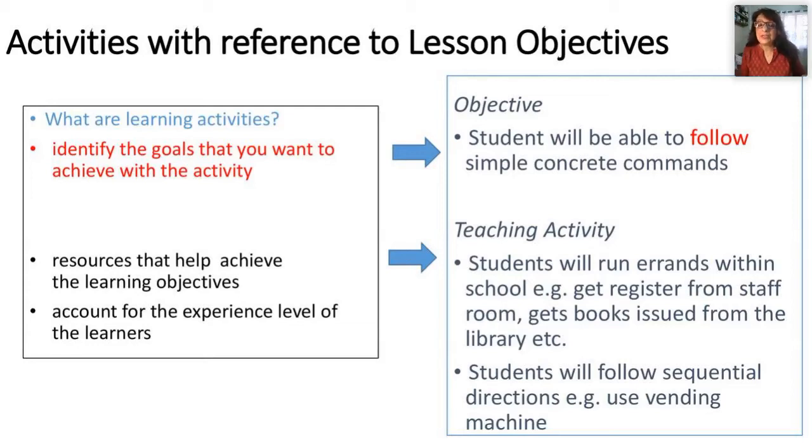And what is the activity that I want to plan that will help him to achieve this change in behavior? The activity is the students will run errands within the school, say for instance, get a register from the staff room, get books issued from the library, etc. So this will be the teaching activity which will serve to get this. This will be my teaching objective, and what the learner will be able to do would be the outcome.